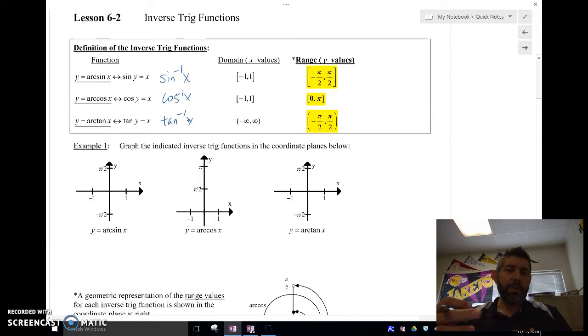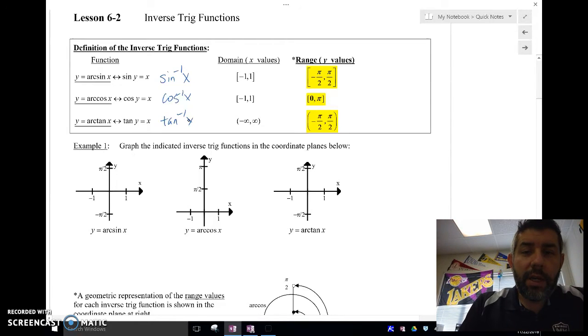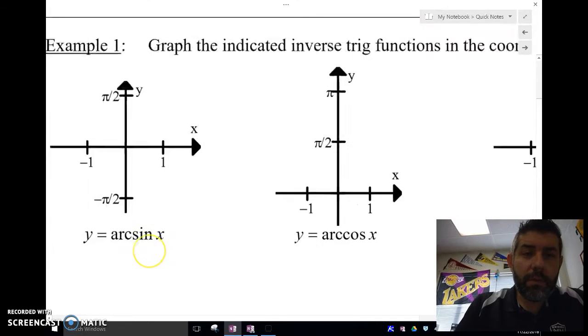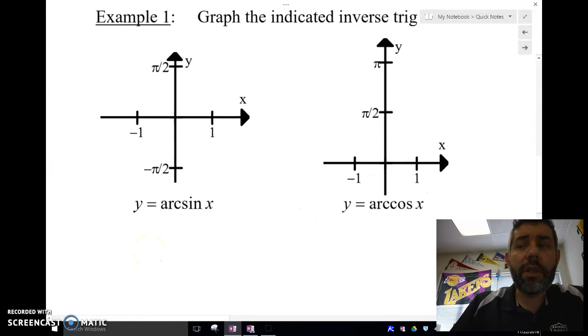Anyway, you don't have to worry about inverse secant, inverse cosecant, and inverse cotangent. I don't think those are going to be on the AP exam. So I'll focus my attention on arcsine, arccosine, and arctangent. Let's zoom in here, and I'll show you what the graphs of these look like.